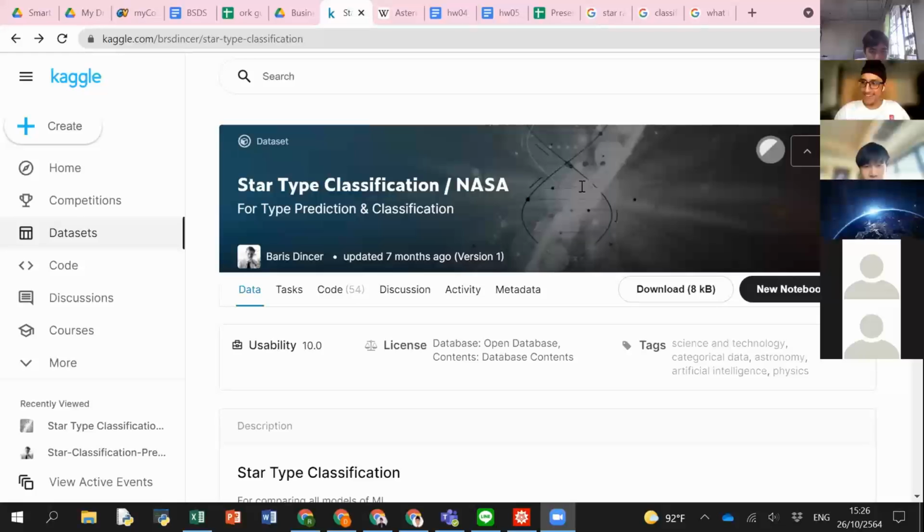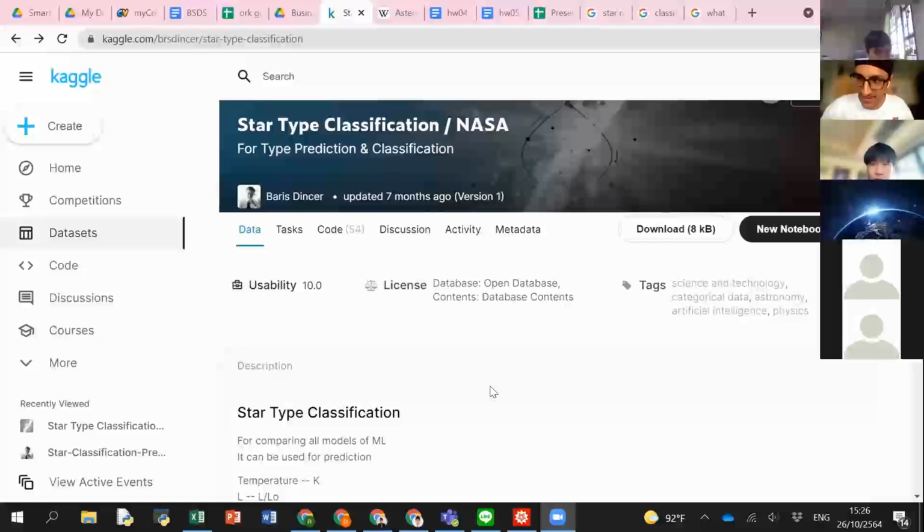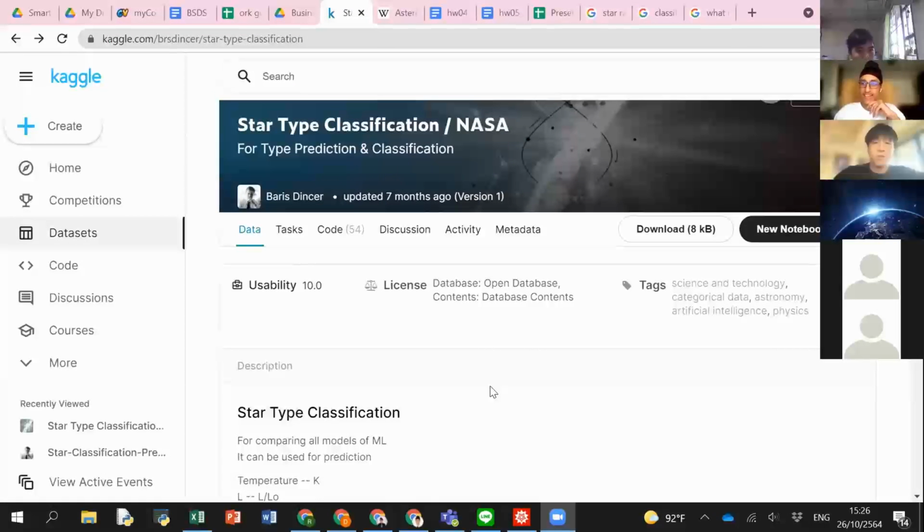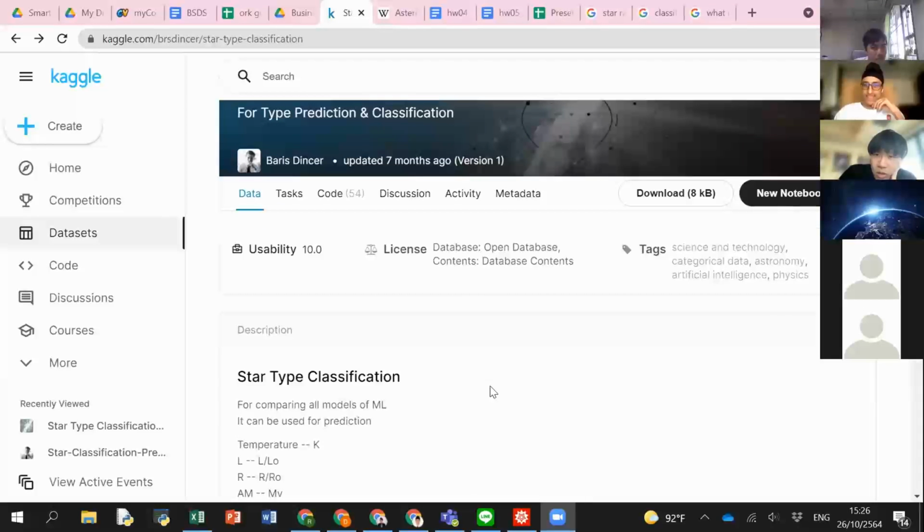Can you see my screen? Star type classification, NASA. Good. Right. Okay, go. So the source of my data is from Kaggle, and it's actually extracted from NASA. And the data set is for star type classification analysis. And it can also be used for type prediction. And this data set actually contains 241 entries, rows, and 7 columns.